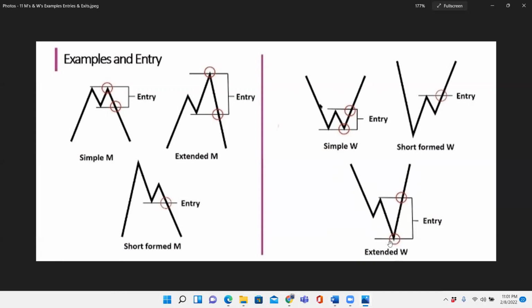This is the one that wants to stomp out the stop losses. So it comes down, comes up, comes down. We can enter here. Personally, I wouldn't, but you can. And then back up to the entry over here. This is where I like to be in. I like to be in on the neckline right over there.